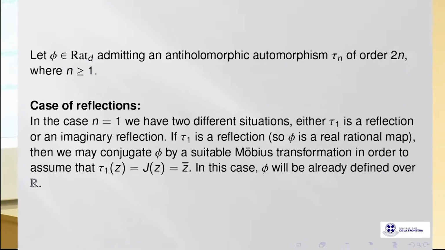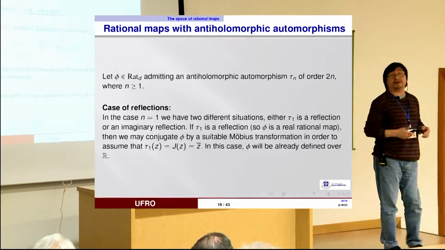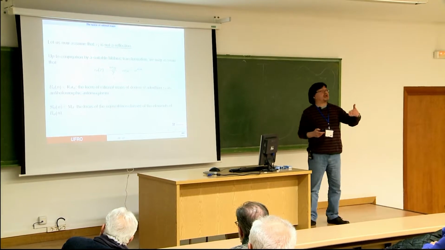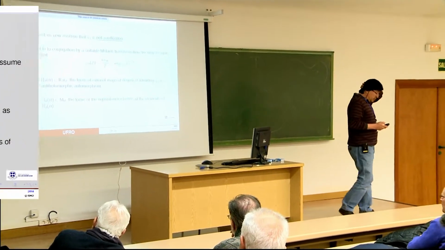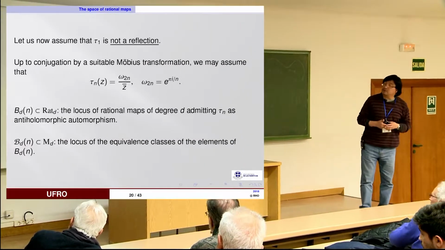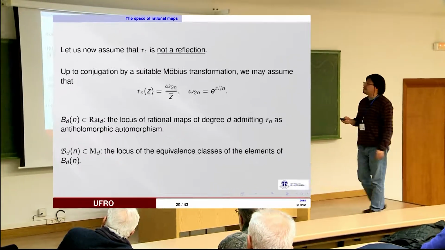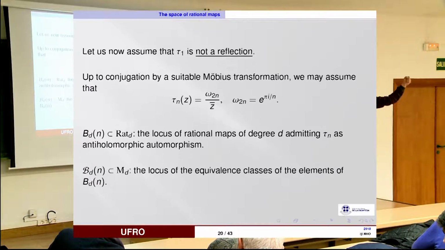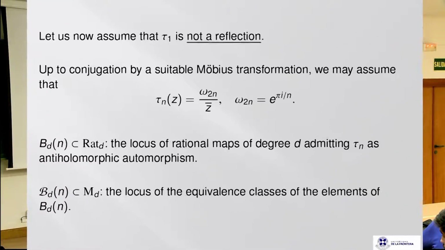So, let's try to look at these pseudo-real rational maps. First, after conjugation by a Möbius transformation, we may assume that such an anticonformal automorphism is this one. We can conjugate to this reflection of the unit circle by some rotation.